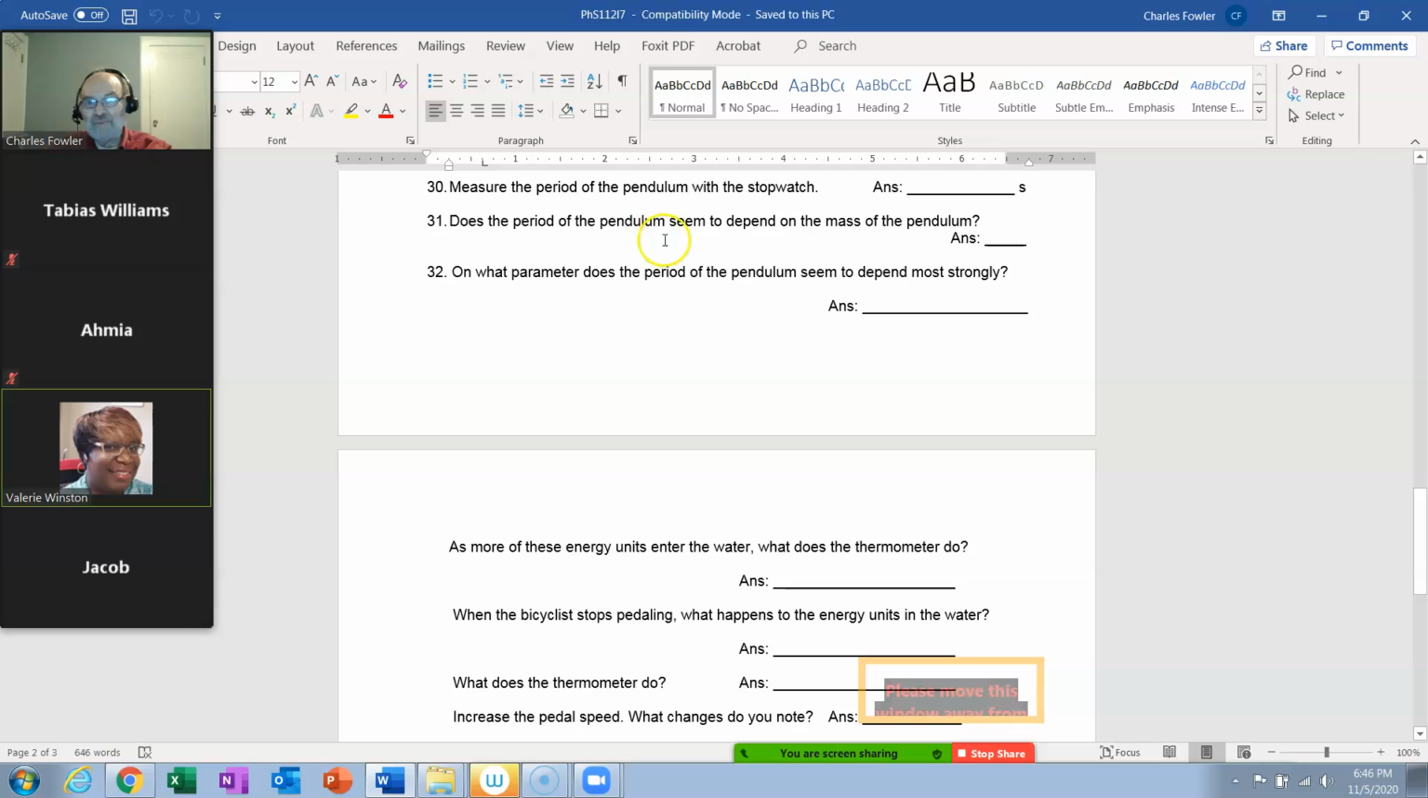Does the period of the pendulum seem to depend on the mass of the pendulum? Yes or no? Say again? No. Okay. On what parameter does the period of the pendulum seem to depend most strongly? The length of it.